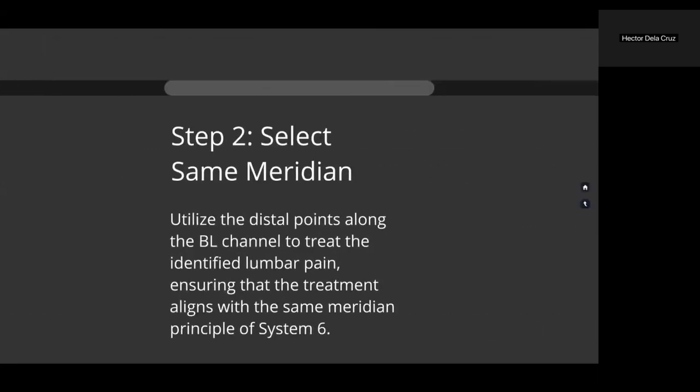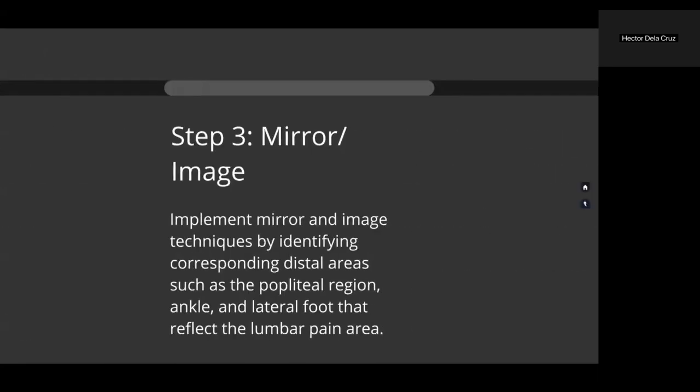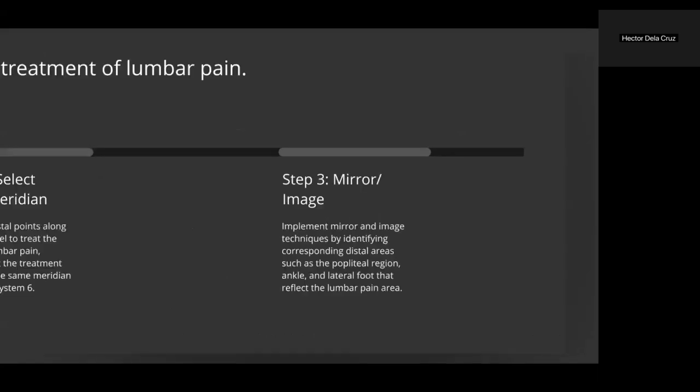Step 2. Select same meridian. Utilize the distal points along the bladder channel to treat the identified lumbar pain, ensuring that the treatment aligns with the same meridian principle of System 6. Step 3. Mirror image. Implement mirror and image techniques by identifying corresponding distal areas, such as the popliteal region, ankle, and lateral foot that reflect the lumbar pain area.